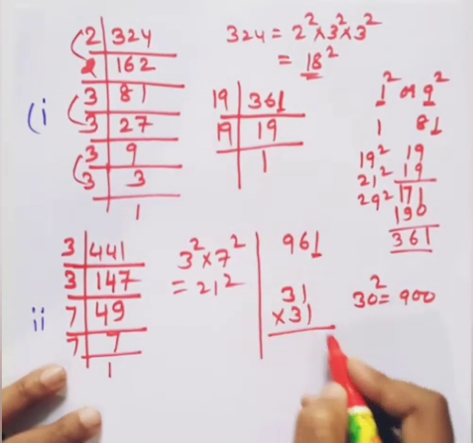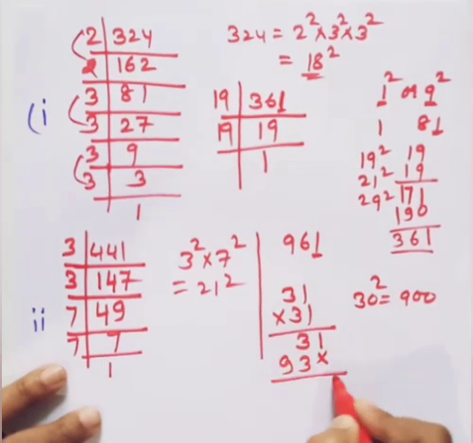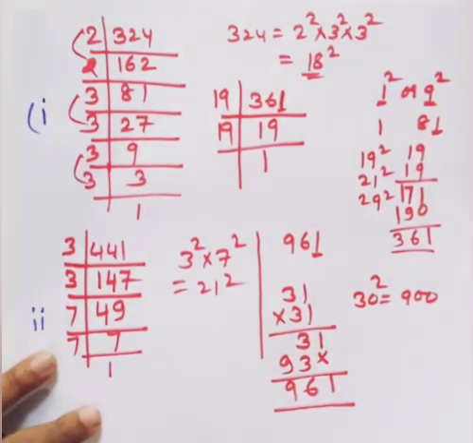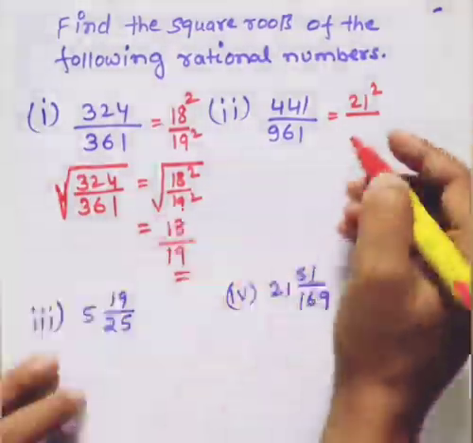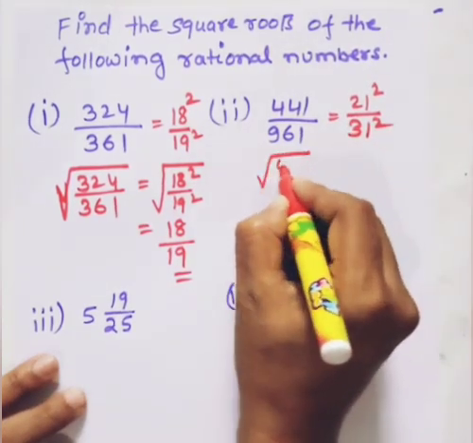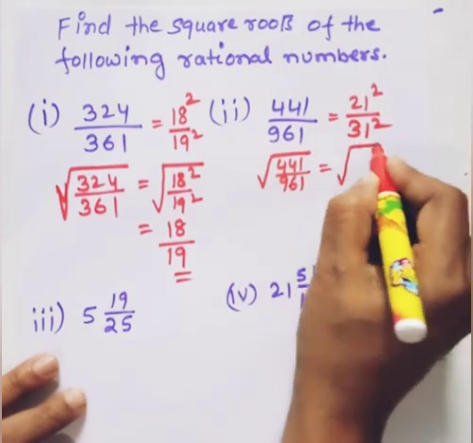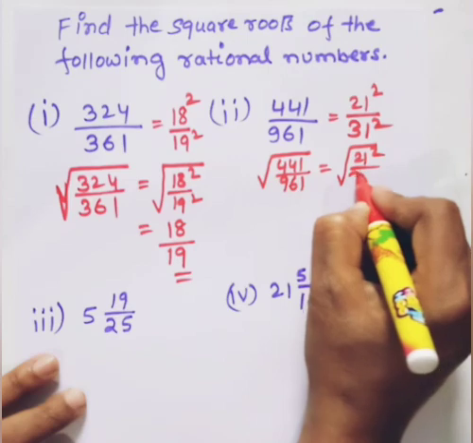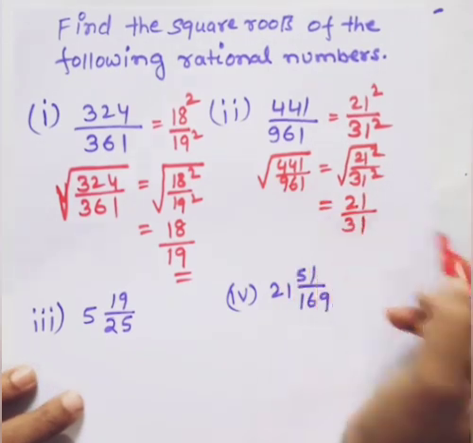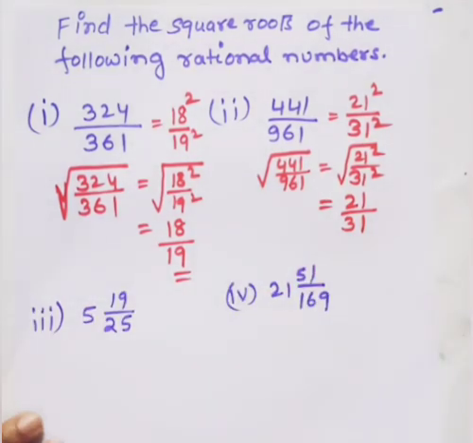So see, 1 1s are 1, 1 3s are 3, and then 3 1s are 3 and 3 3s are 9. So see children, we are getting simply 961, that is 31 square. So okay, we'll put here 31 square. Now square root of 441 by 961 will be equal to square root of 21 square by 31 square, which will come to be equal to 21 by 31. Is it clear now? Now let us go for the next one.